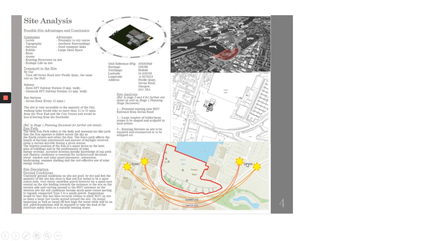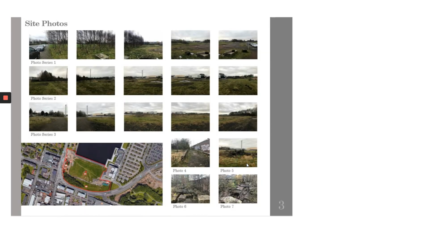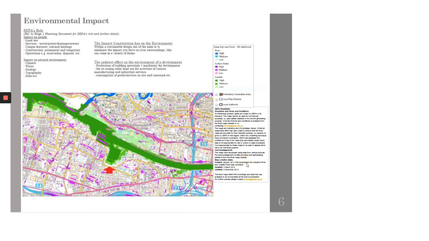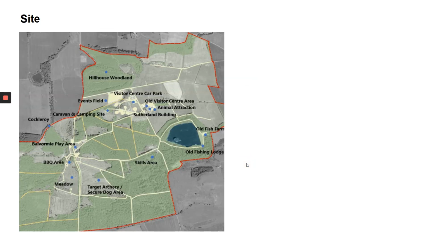Then go on to looking at the wider context of the site and identifying positives and negatives of the site. Some site photographs. You'll be issued, I think, with some site photographs. If you can access the site, that would be fantastic, but don't worry if you can't. And then the environmental impact of the surrounding areas. So you want to think about climate, and also whether there are any potential developments for the site.